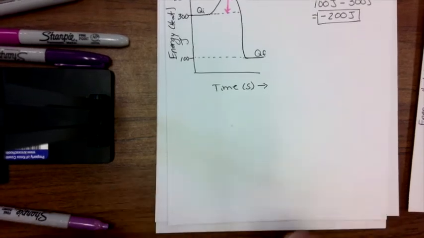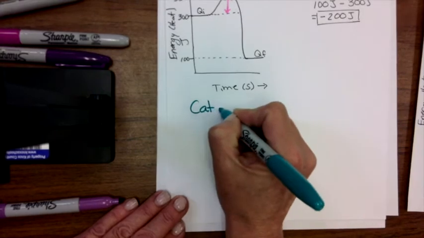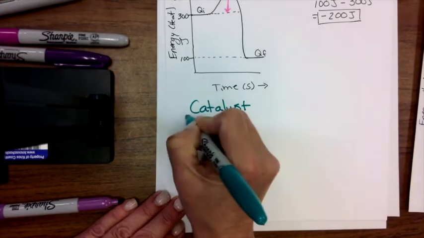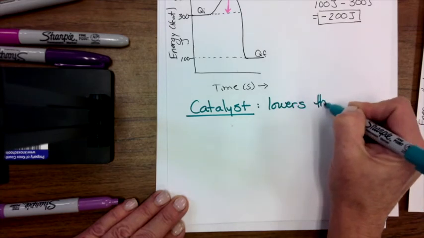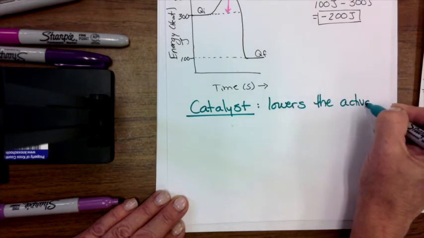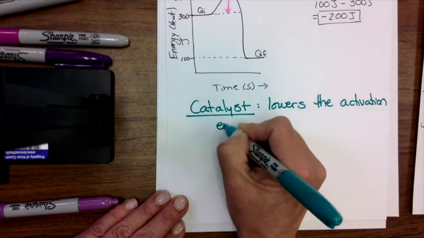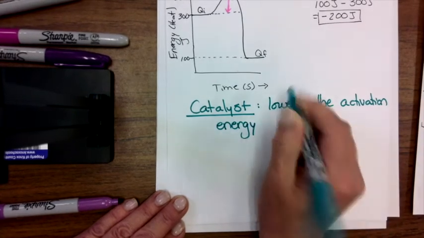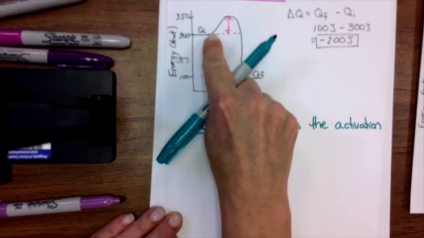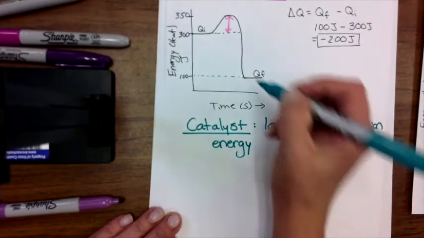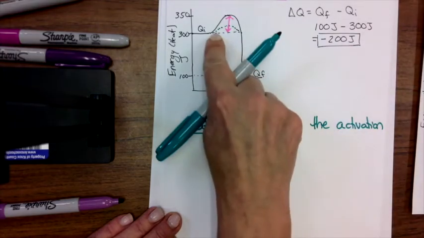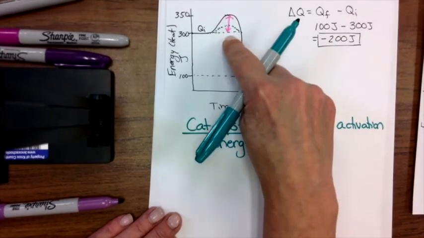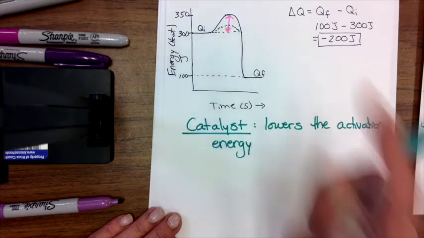One other thing I want to talk about with you guys is what's known as a catalyst. So a catalyst lowers the activation energy. So when we look at this activation energy here, we see a higher peak, and our catalyst is going to actually make it a little bit lower. So instead of it taking 50 joules of energy, in this case, maybe it only takes about 10 joules of energy.